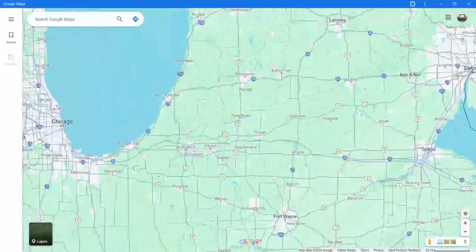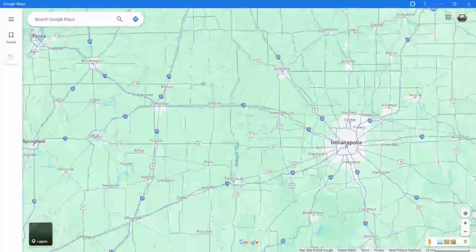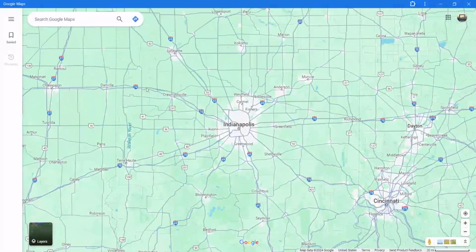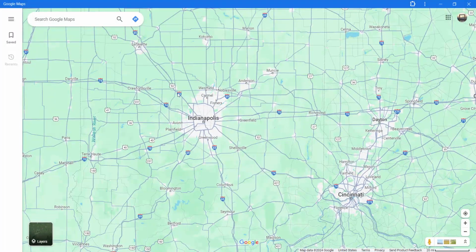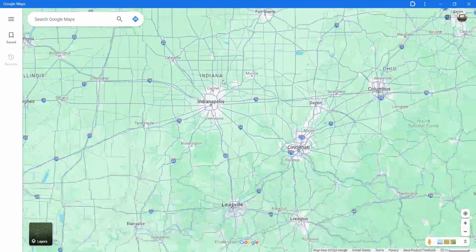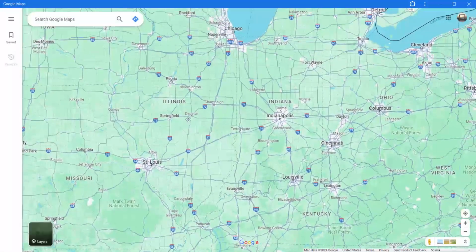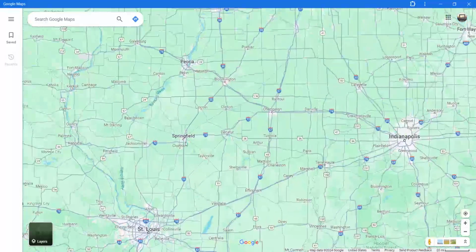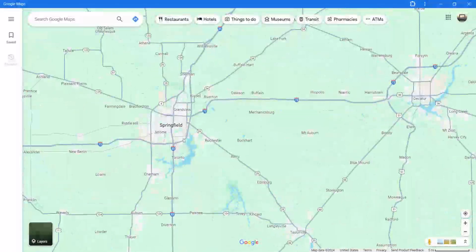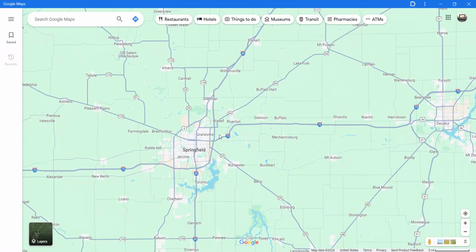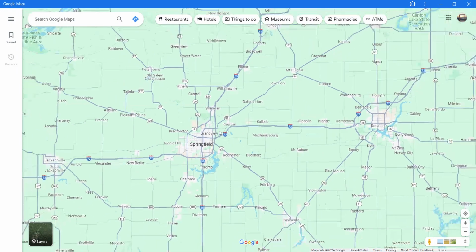Moving down again now to the state of Indiana and its capital, Indianapolis. Indianapolis, Indiana is the state capital of Indiana. Over to the state of Illinois, and we find its capital in the city of Springfield. Springfield, Illinois is the capital of Illinois.